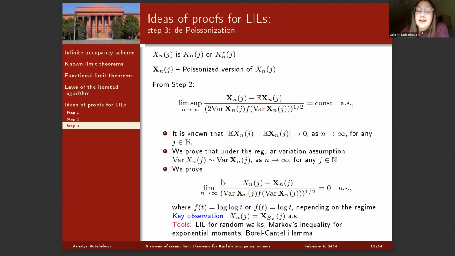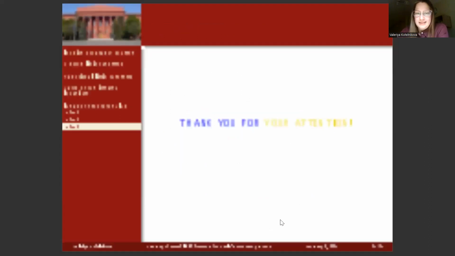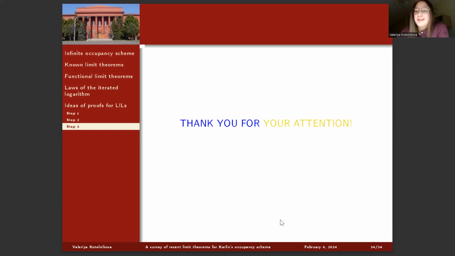And the key tools for proving this limit relation are the law of iterated logarithm for the random walk S_n and the Borel-Cantelli lemma, where we apply Markov's inequality for exponential moments to estimate the probability. And this is everything from me. Thank you for listening to me.